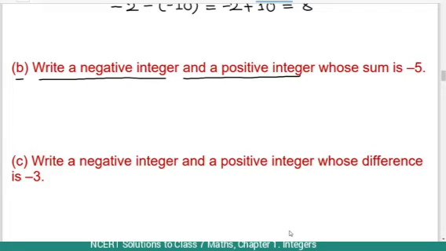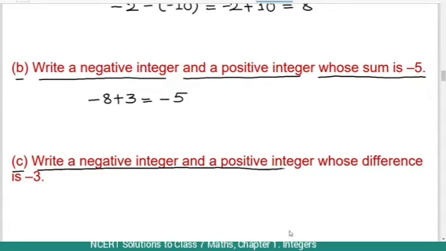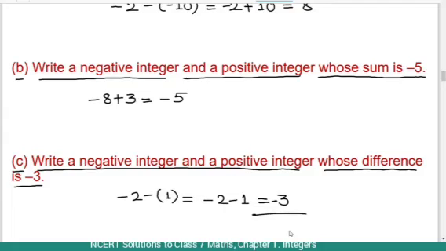B. Write a negative integer and a positive integer whose sum is minus 5. Minus 8 plus 3, which is equal to minus 5. C. Write a negative integer and a positive integer whose difference is minus 3. Solution: minus 2 minus of in bracket 1. Minus 2 minus 1 is minus 3.